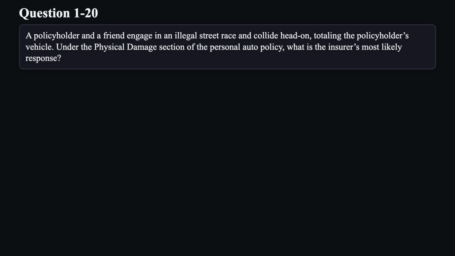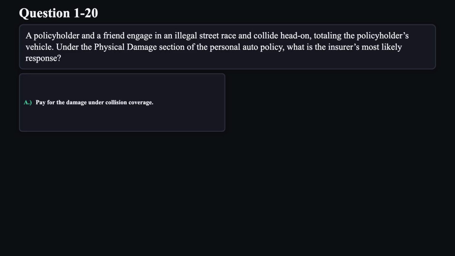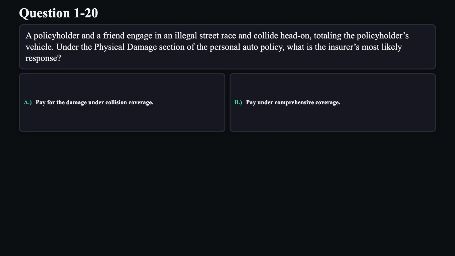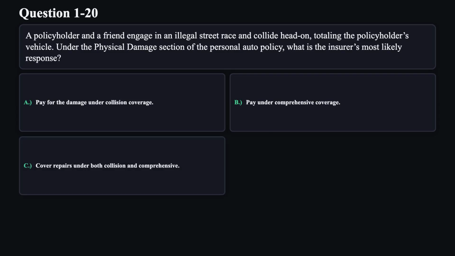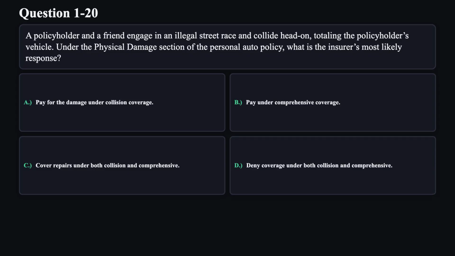Question 20. A policyholder and a friend engage in an illegal street race and collide head-on, totaling the policyholder's vehicle. Under the physical damage section of the personal auto policy, what is the insurer's most likely response? A. Pay for the damage under collision coverage. B. Pay under comprehensive coverage. C. Cover repairs under both collision and comprehensive. D. Deny coverage under both collision and comprehensive.